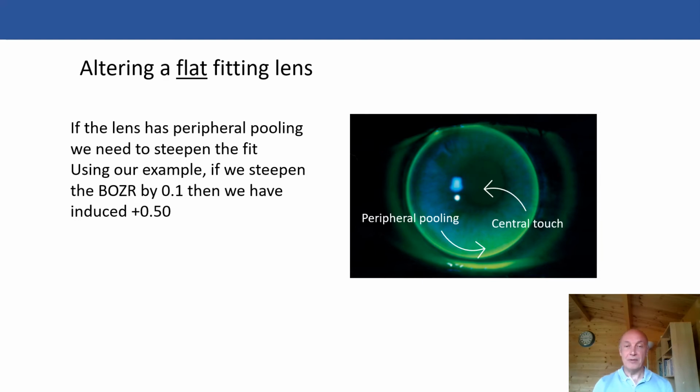By steepening the back optic zone radius, we bring those edges in closer to alignment with the cornea, improve the fit, the comfort, and make the lens center much better. However, if we steepen the back optic zone radius by 0.1 millimeters, what we've done is we've induced a plus 0.50 change in power for the tear layer. And we need to compensate for this by changing the lens power.